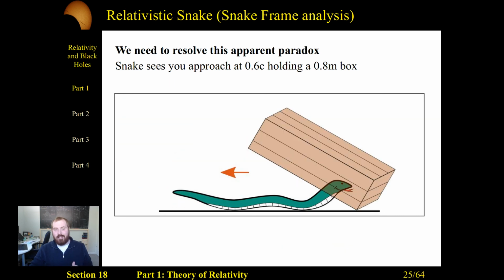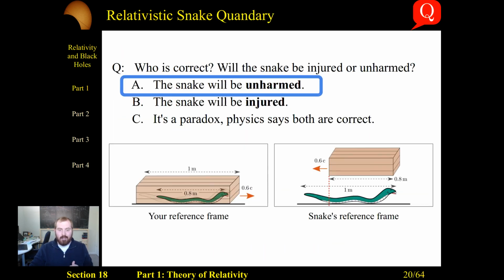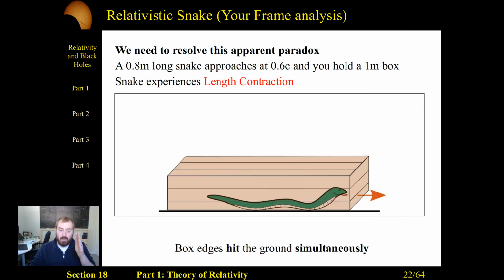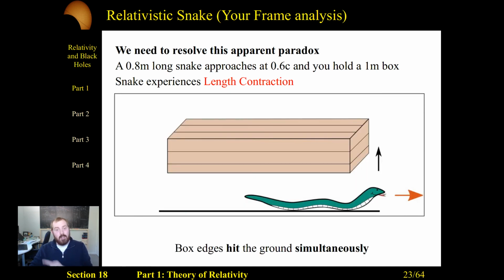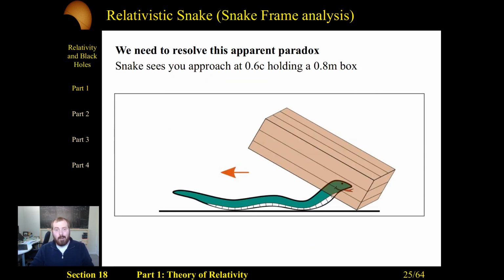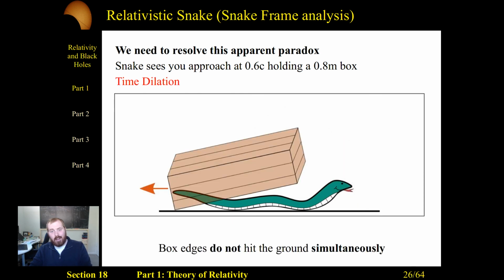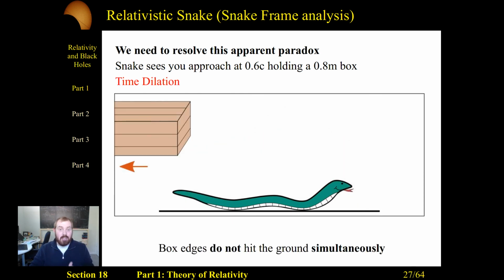I'll do this again. So in your frame, you drop the box. Snake is perfectly safe in the box. You lift it up, snake goes away. In the snake's frame, one edge comes down, then the other. You and the snake do not agree on when events occur. We do not agree on simultaneity. We do not agree on what time something happens.